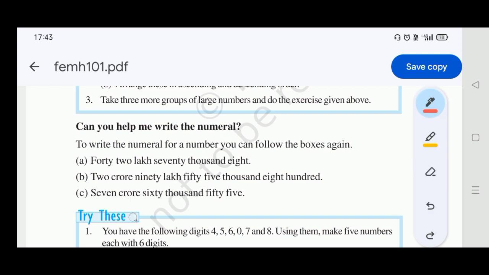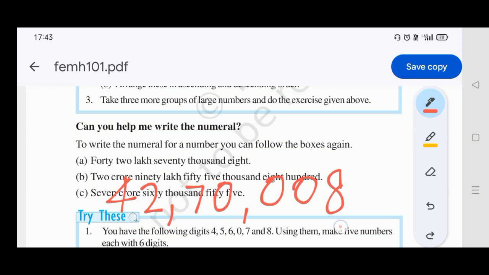So we know that it is 42 lakh 70,008. So 42 lakh, it is 70,000. In the ones place it is 8. There are no tens, there are no hundreds, and no thousands, it is directly 10,000s. So 42 lakh 70,008. So this is the answer for A.